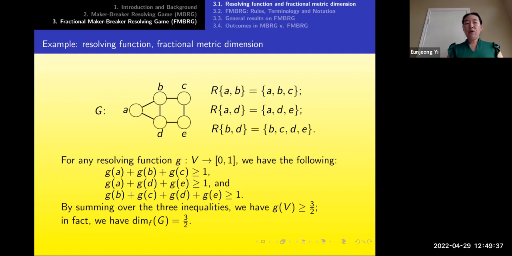So therefore, we are establishing the lower bound. Any minimum resolving function G of the vertex set is at least 3/2. Next.